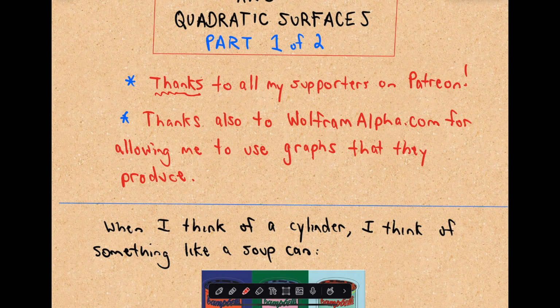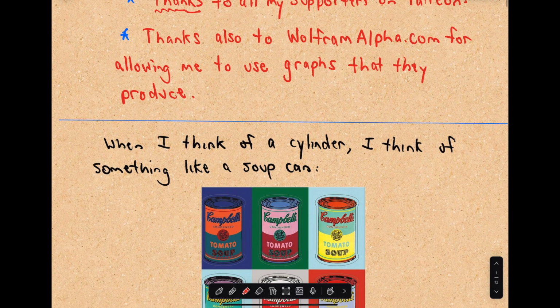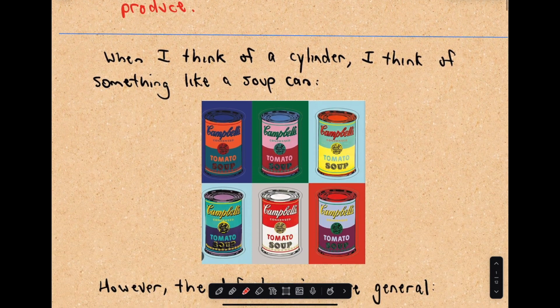Okay, so this is going to be part one of two. The first thing that I want to talk about are cylinders. When I think of a cylinder, I often just think of something sort of regular shaped, for example, something like a soup can. So, right, these would be some examples of cylinders.